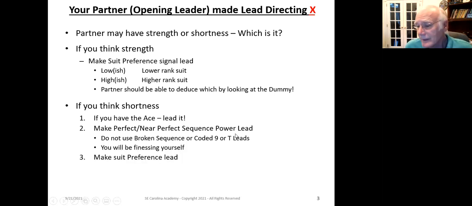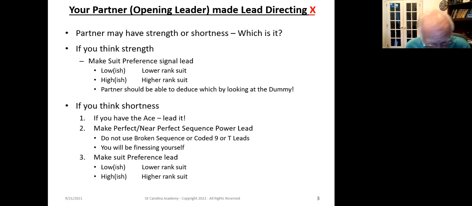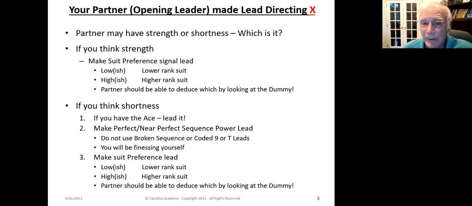All right, now, if all else fails, you don't have the ace, you don't have the power lead that you can make, make a suit preference lead, just like above here. Low, pointing to a lower ranking suit, higher, pointing to a higher ranking suit. Your partner should be able to deduce this based upon what they see in their hand and in the dummy, and then make an interpretation of what you're really asking for. It's not easy. You have to stay awake, and you have to really look at what card your partner led, what you have in your hand, what's in the dummy, and also factor in all the information you collected during the bidding.